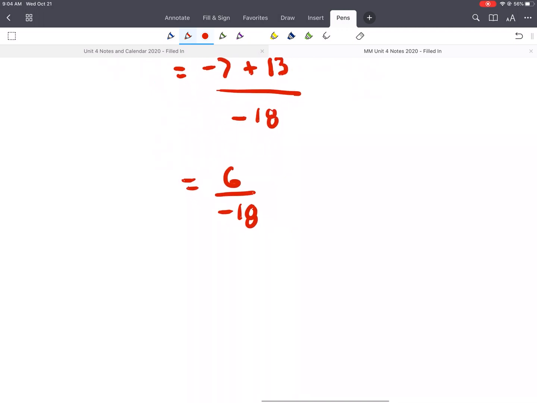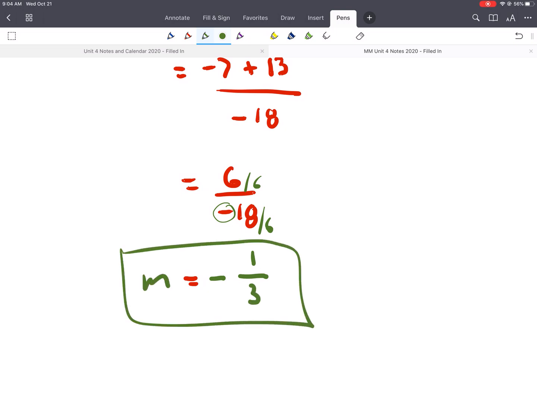And it looks like we can reduce our fraction. We could divide top and bottom by 6. So we'll end up getting negative, and it doesn't matter if this negative is on the bottom or the top, I'll always bring it out in the front. And that leaves us with 1 over 3. So the slope is negative 1/3.